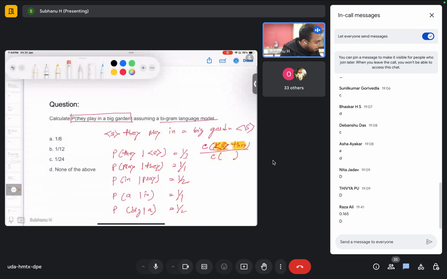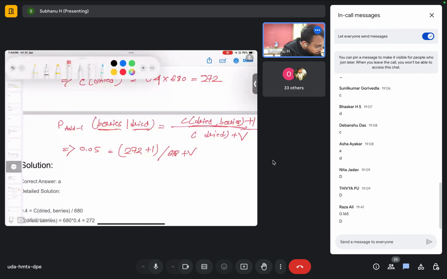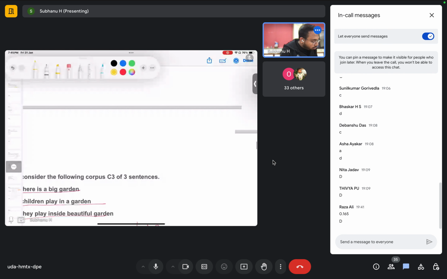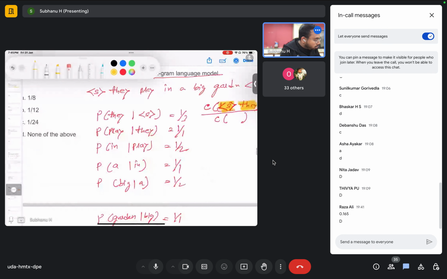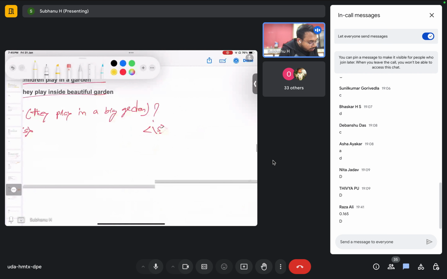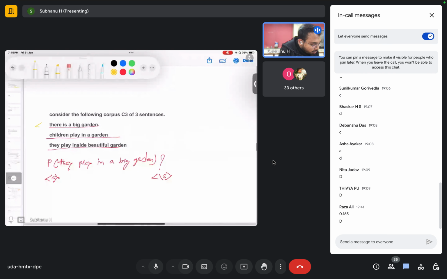So how many times did this quantity appear? This quantity was here, so we have to do the same thing for this quantity here. How many times did the end of the sentence and the beginning of the sentence appear? You can see there is a beginning of the sentence, there is an ending of the sentence. There is a beginning of the sentence, there is an ending of the sentence. Okay, so beginning of the sentence and ending of the sentence.